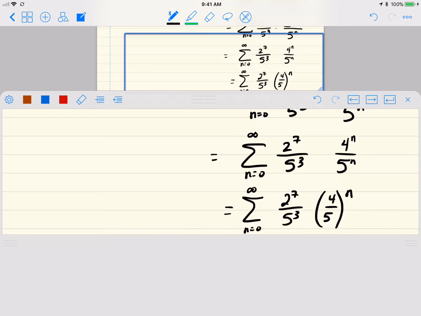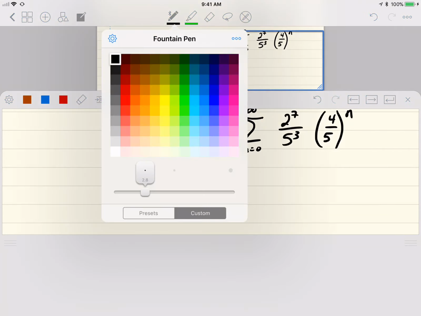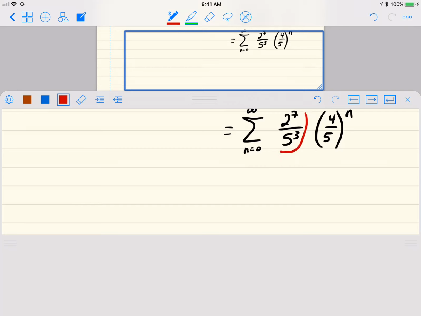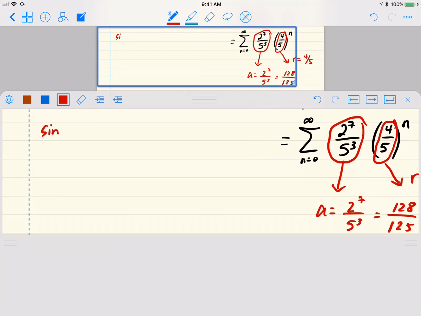2 to the power of 7: 2 to the 5 is 32, 64, 128. Should be 128. So let's see here. So A equals 2 to the 7th over 5 cubed, which is 128 over 125. And R is going to be 4/5. Now notice that the absolute value of R is less than 1. Our series converges.